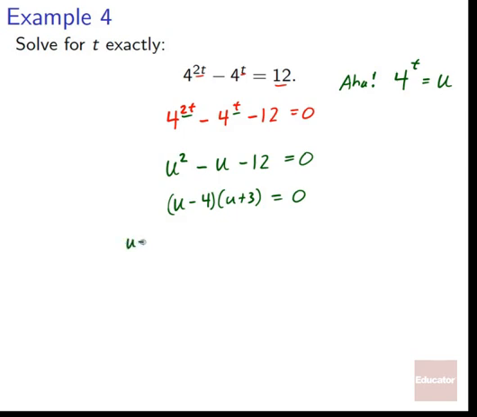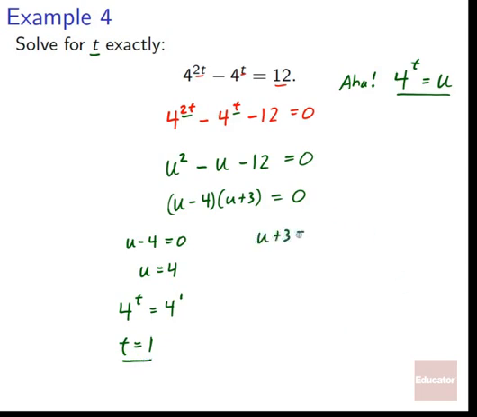So we solve each one of these independently. u minus 4 equals 0, so we get u equals 4. Now what is it? Because we're actually solving for t, right? We're not solving for u, so we replace with 4 to the t equals u, so we've got 4 to the t equals 4. Well, there's only one thing that's going to wind up giving us that. It must be 4 to the 1 there, so we've got t equals 1, right? So t equals 1 is one of our answers.